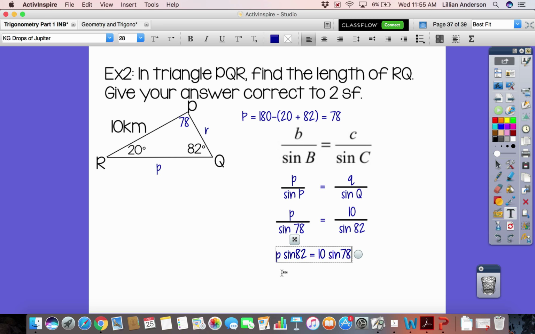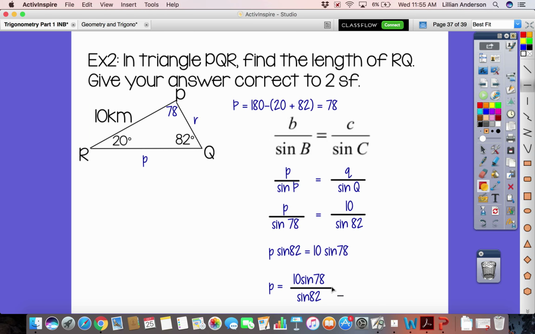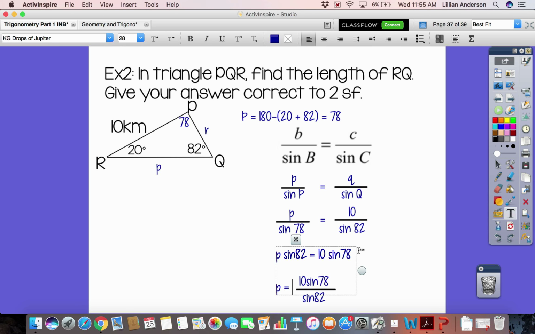To solve for P, you guessed it, we've got to get it by itself. So we're going to divide both sides by the sine of 82, and we're going to have 10 sine 78 divided by the sine of 82. And that is what we're actually going to end up typing into our calculator. Now you want to make sure that you're typing it in and you're getting the same answer that I'm getting. So right now I want you to type this into your calculator, and I want to make sure that we are getting the same answer. Okay, so take a moment and type this in, and then when you're ready to see what the answer is, you're going to press play.